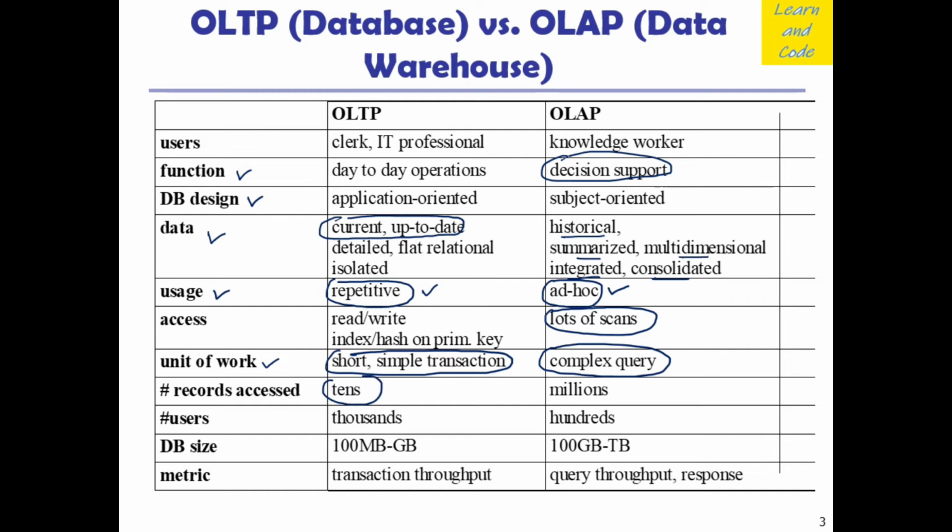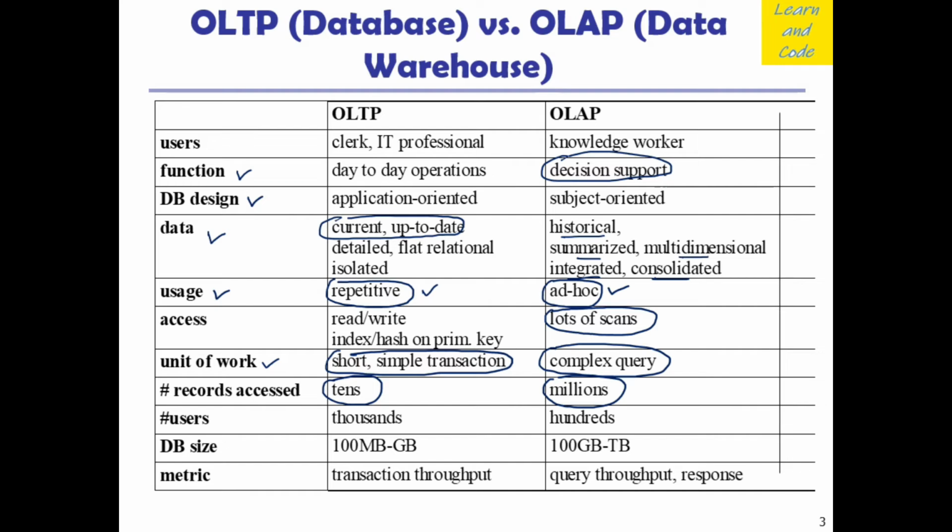So tens or hundreds of records generally we access in case of database. But when we talk about data warehouse, we generally access millions of records, right? Because a huge volume of data is being stored in the data warehouse, right? It is having historical data.